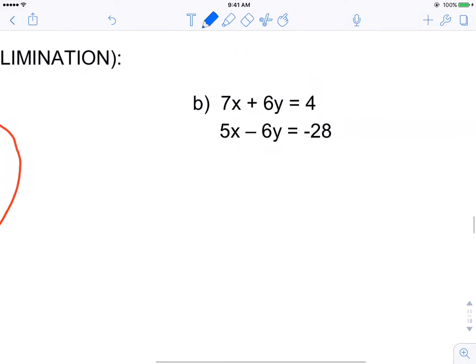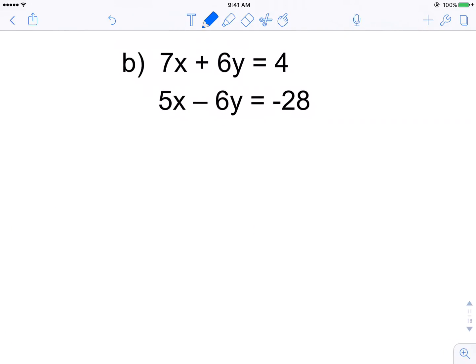So here we are, example 1b. Let's try and do this, or I'll try and do this one without making any mistakes. 7x plus 6y is equal to 5x minus 6.